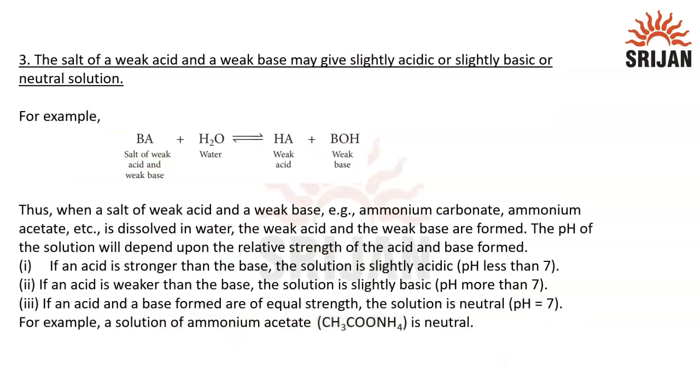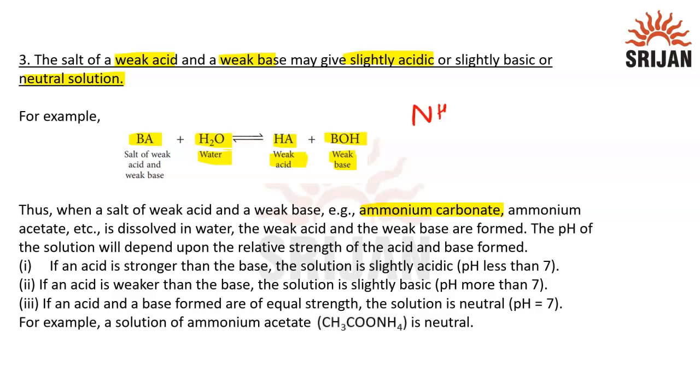The next is the salt of a weak acid and a weak base, which may give a slightly acidic, slightly basic, or sometimes neutral solution. So here we have, in general, a salt of a weak acid and a weak base. We are getting H2O, which is water. Now what could be the example for this? The example could be ammonium carbonate or ammonium acetate. Whenever these salts dissolve in water, the weak acid and the weak base are going to be formed.